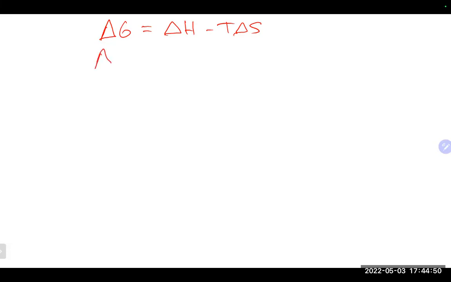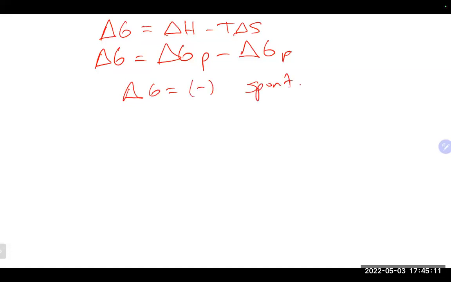We also can do our delta G is the delta G of our products minus the delta G of our reactants, and just look up the values as we go through it. So we can use delta G to determine if a reaction is spontaneous. If delta G is negative, the reaction will be spontaneous. The way it's written, if the delta G is positive, it will be non-spontaneous the way it is written.